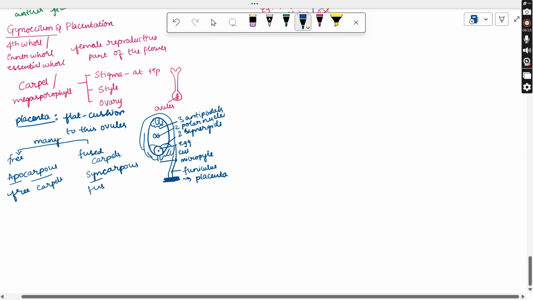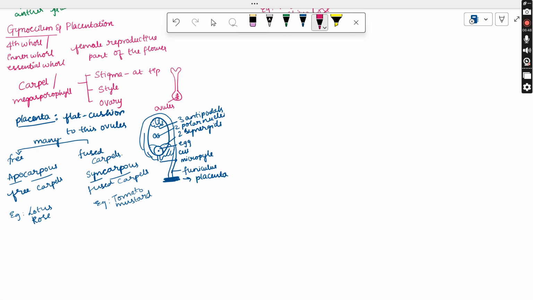Syn means fused, carpus related to the carpels. Where the carpels are fused, that condition is syncarpous. So you can find this apocarpous condition in the case of lotus and the rose. The fused carpel or the syncarpous condition can be seen in the tomato and the mustard. So anyhow, we are going to sum up all these in the families.